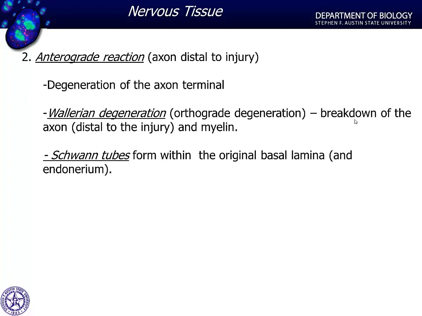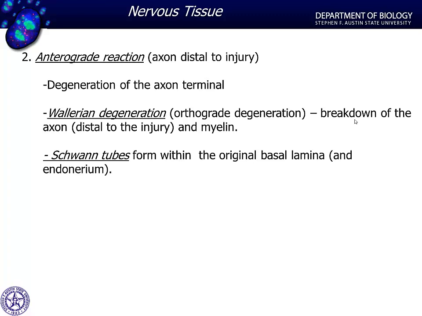Now the second stage is the anterograde reaction, and this is the portion of the axon that is distal to the injury. Remember, anterograde movement is movement from the cell body to the axon terminus. The first thing that's going to begin to happen is that we begin to degenerate that axon terminal. By and large, we call this Wallerian degeneration or orthograde degeneration. We're going to be breaking down the axon and the myelin that covers that axon, from the point of injury all the way toward the end, toward the target.